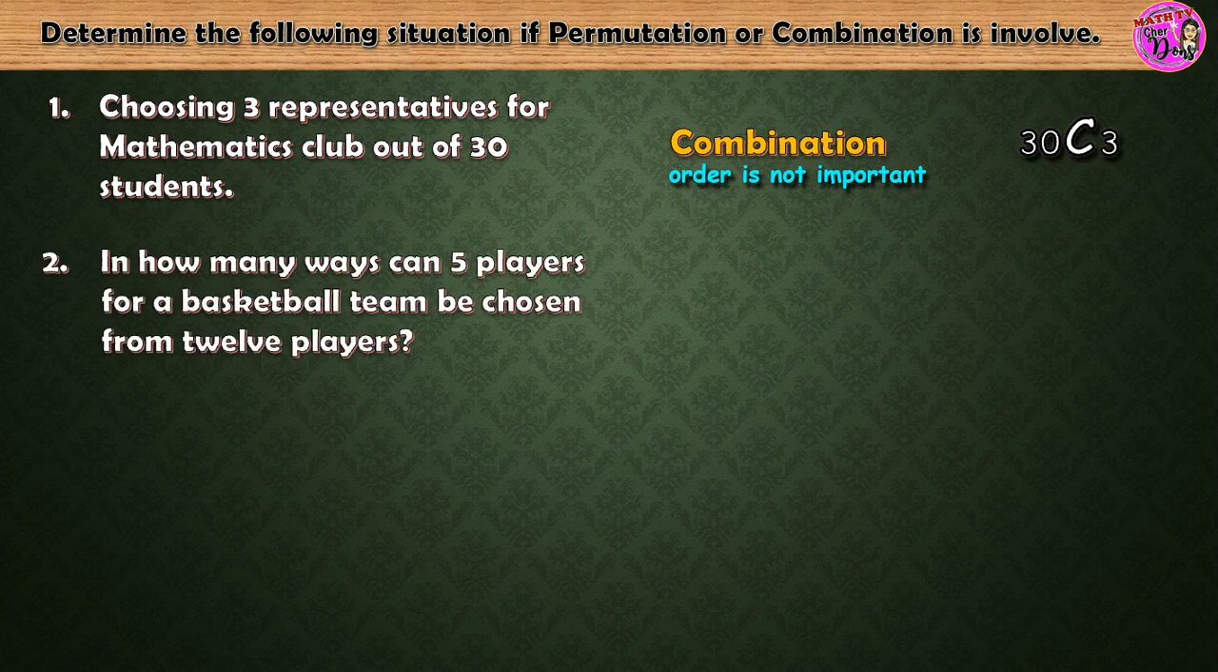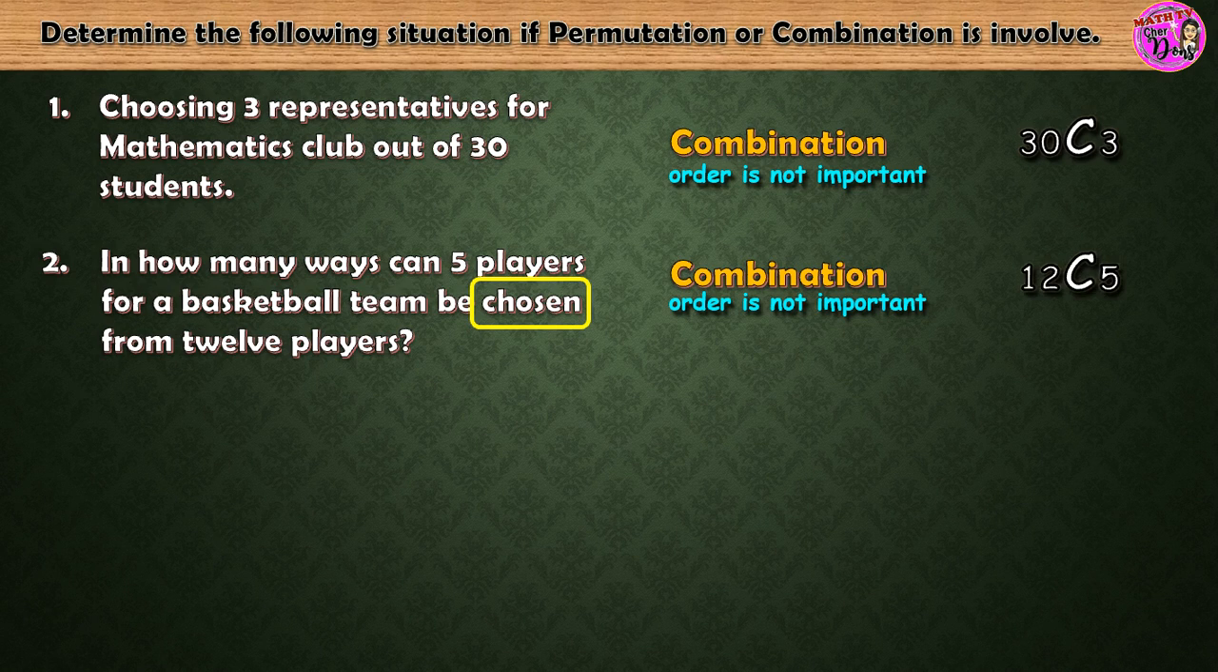Number 2, in how many ways can 5 players for a basketball team be chosen from 12 players? The keyword used is chosen. So we have a combination question. Order is not important. It can be solved as combination of 12 objects taken 5 at a time.